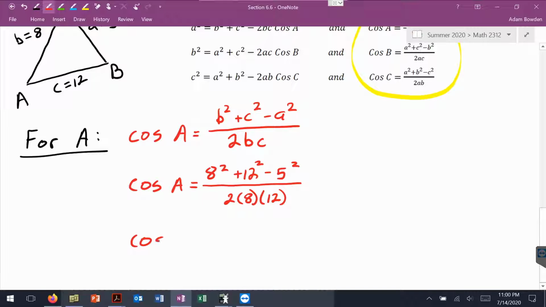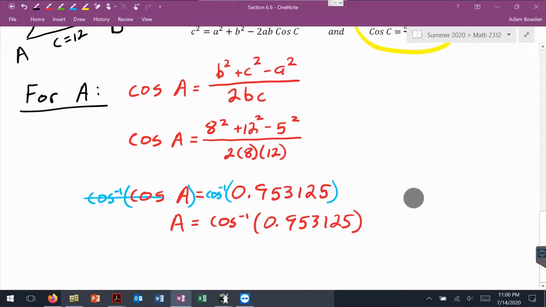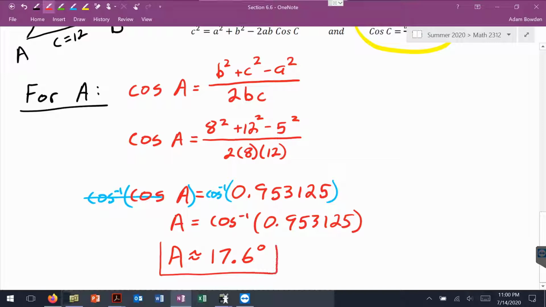So what we're going to have here is cosine of A is equal to 0.95312.5. And the trick again we're going to use as we've been doing so far is take the inverse, since we're trying to solve for angle A here, cosine inverse of both sides. So we're going to have A is equal to cosine inverse of that number. Now when I ran the inverse cosine of that on the calculator and rounded it off, I came out approximately with 17.6 degrees.